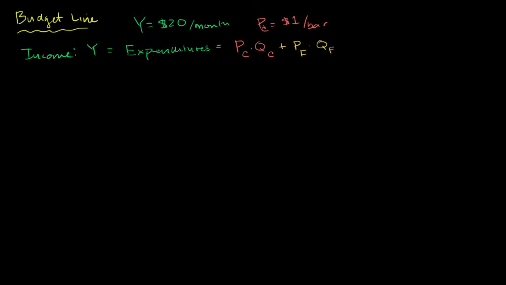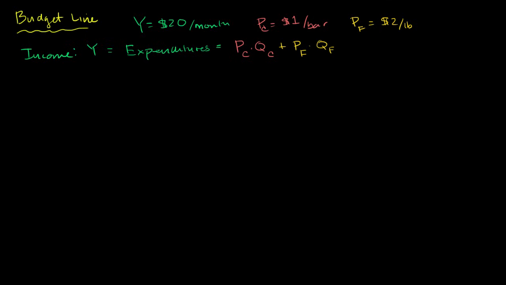and the price of fruit is equal to $2 per pound. I think these were the prices I used per pound of fruit. Then all of a sudden, you would know what this is, you would know what this is and this is. You know what the P's are and the Y. And then you could actually graph one of these quantities relative to the other.